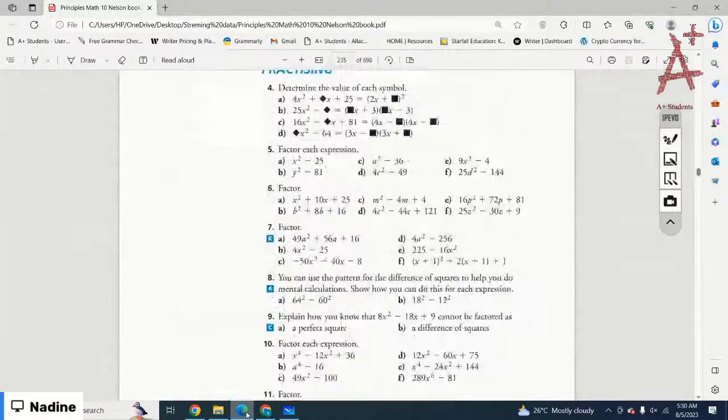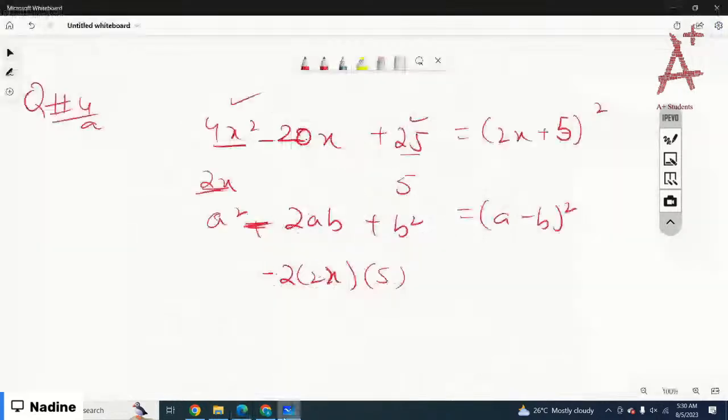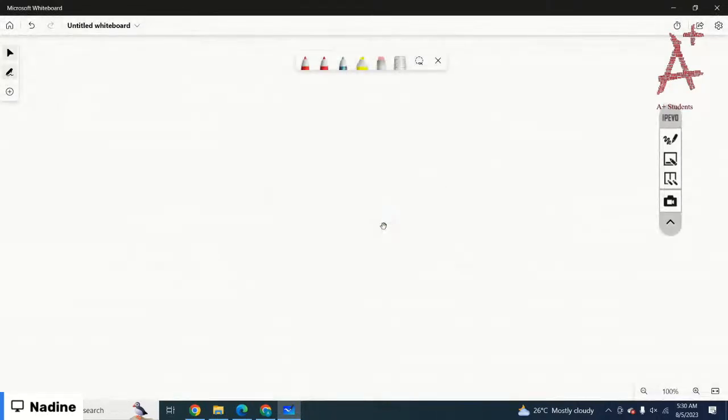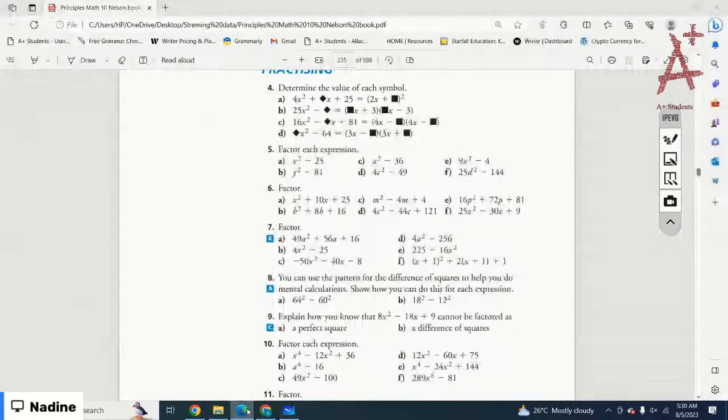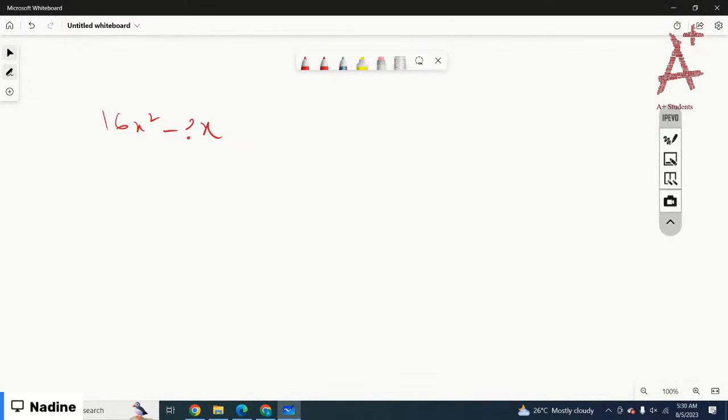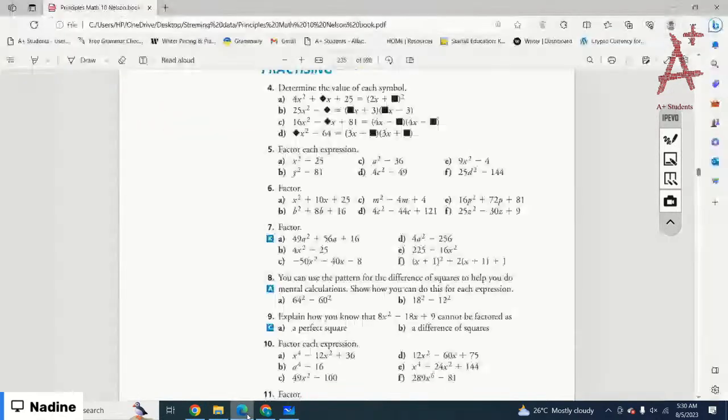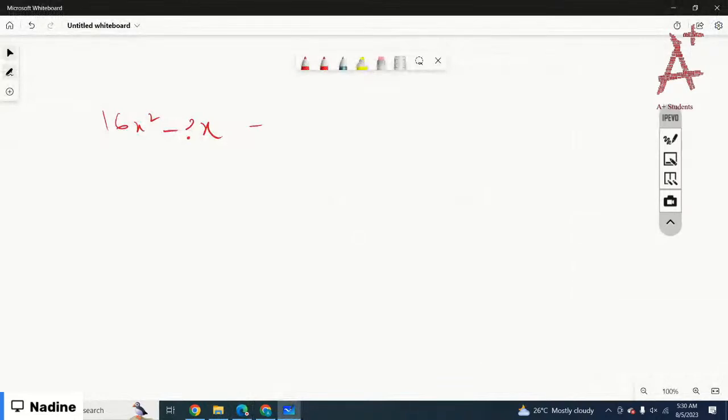Okay, the next one is the part c. It is 16x square, minus, here you have missing, right? Plus 81 equals 4x minus missing number and 4x minus missing number.